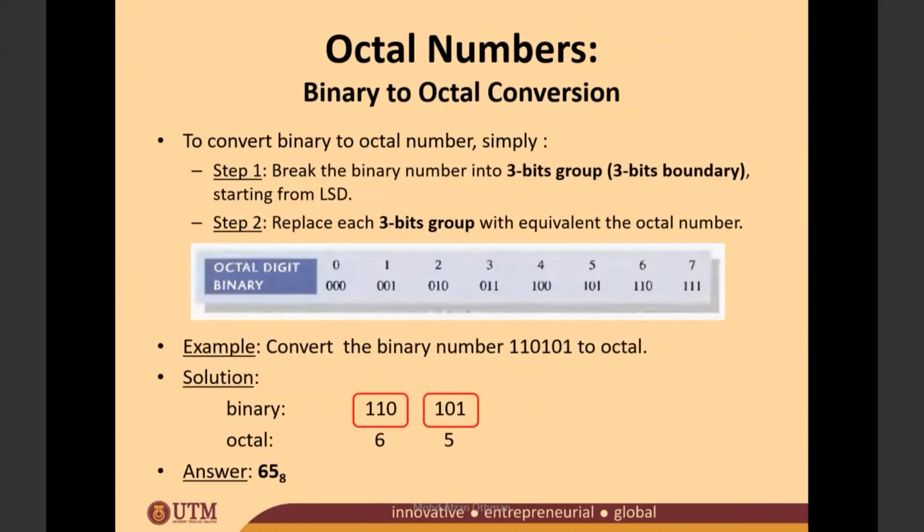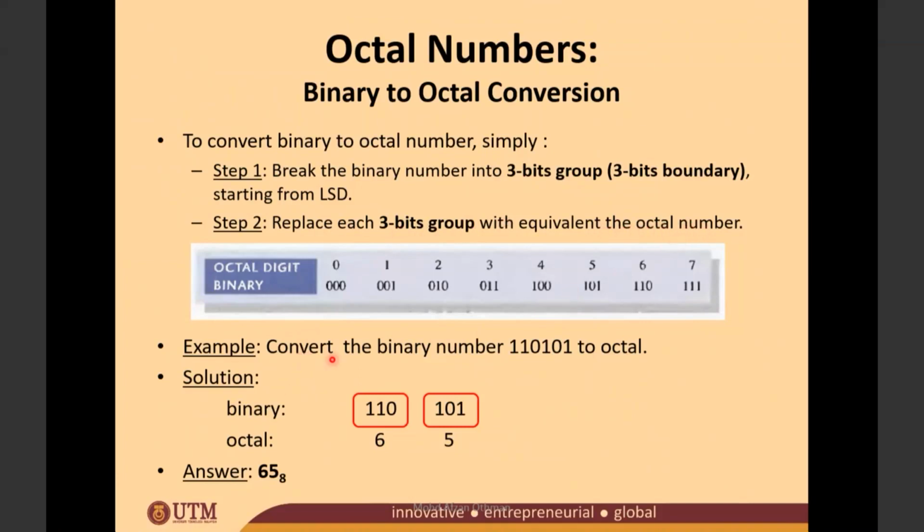Kita dah buat dah tadi sebenarnya. So ini recap balik. Daripada binary nak pergi ke nombor octal, mula-mula buat apa? Break the binary number into 3 bits group ataupun 3 bits boundary, starting from the least significant digit, or least significant bit. Sebab ini binary bit lah, bukan digit lah. And replace each 3-bit binary with equivalent octal number.